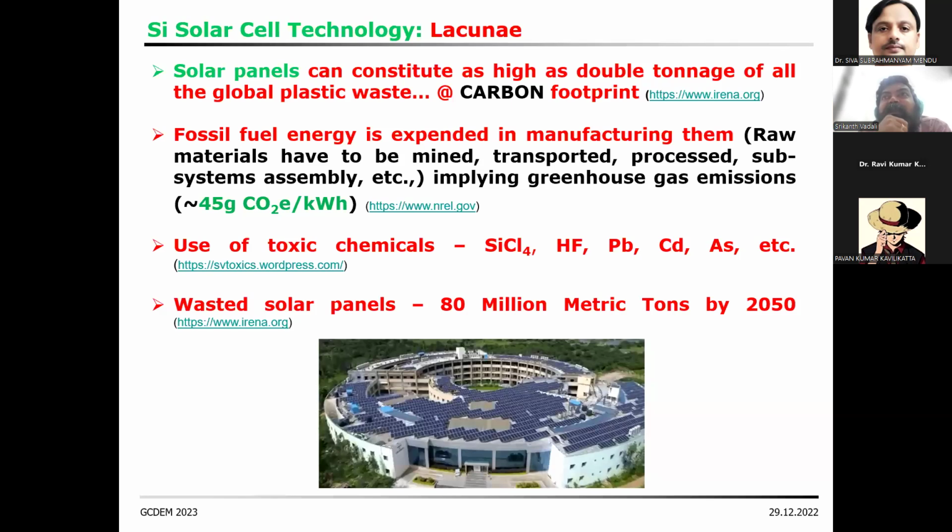So to establish, fabricate and maintain them, fossil fuel is used. How much? If you see here, per kilowatt hour, which is 1 unit of electricity, as we know, 45 grams of carbon dioxide equivalent is emitted.